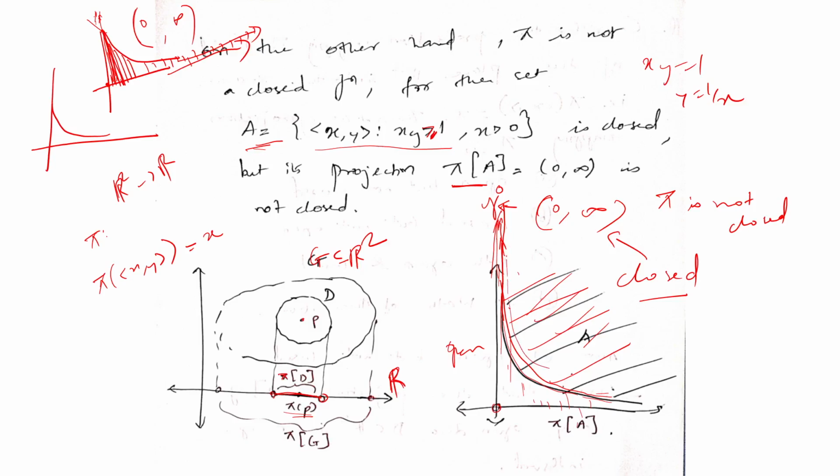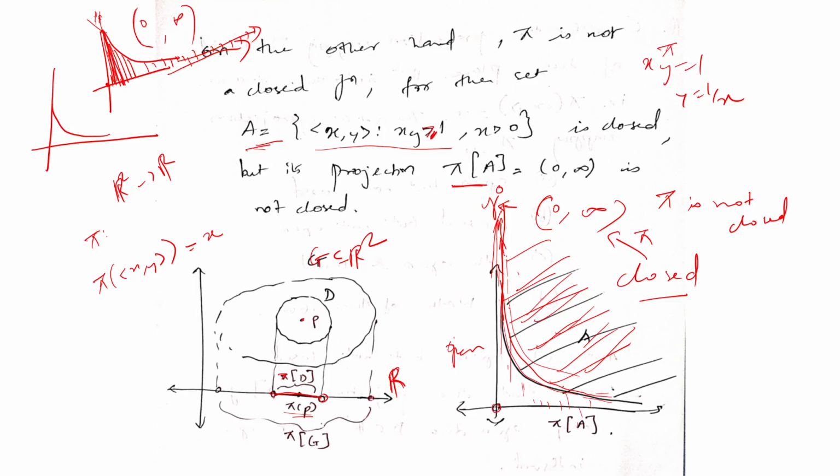Now this set A, what is this set? It is xy greater than or equal to 1. This set is closed. Why? Because its complement is open. Now this set is closed, but its image, its projection, we are getting (0, infinity), which is open. So here, the image of a closed set is an open set. Therefore, this mapping pi is not a closed function. I hope it is clear to you.